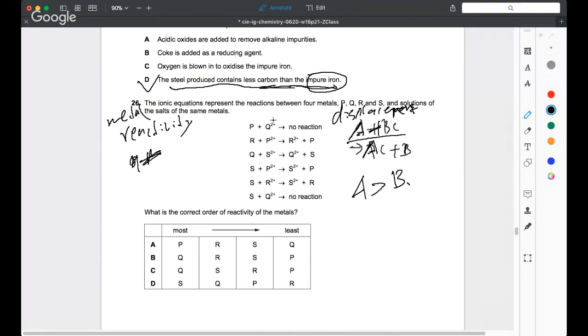If we look at the reactions here, no reaction, so P is less reactive than Q. There is a reaction, so R is more reactive than Q. The same as this, S is more reactive than R, and here no reaction, so S is less reactive than Q. So if you put all those together and rank them in reactivity, you will find out C gives you the right answer.